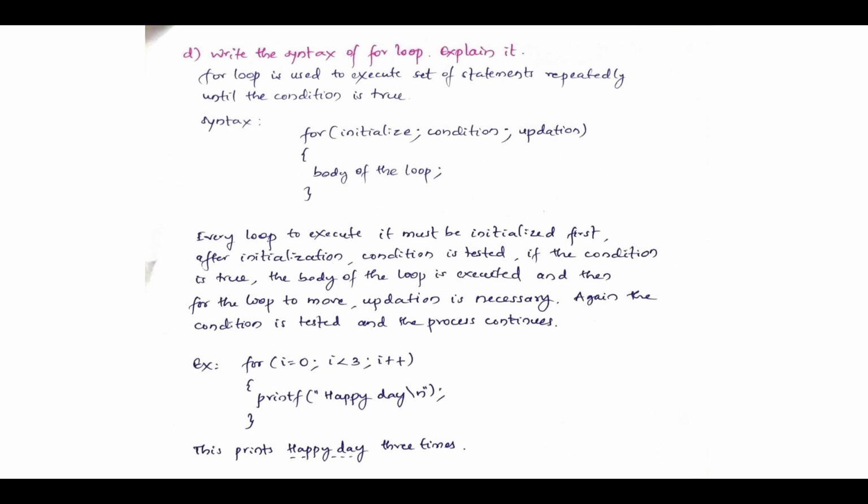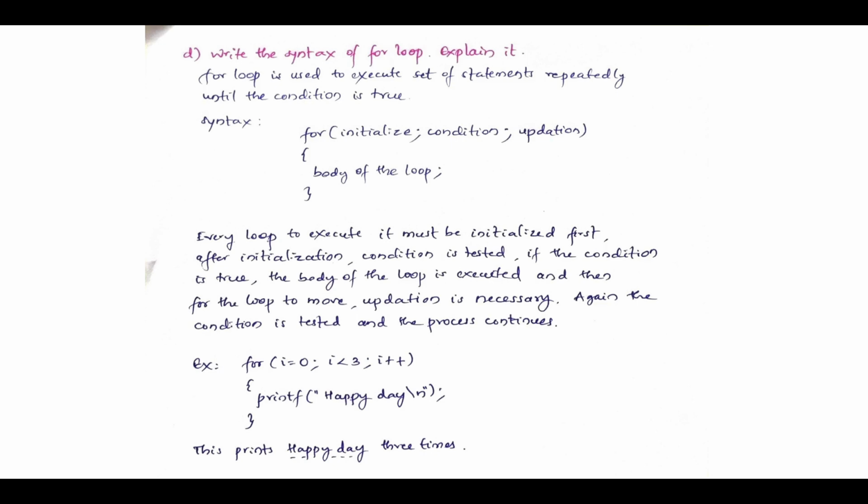Next question is write the syntax of for loop and explain it. For loop is one of the looping statements in C. There are two other loops, like while and do while. For loop is used to execute a set of statements repeatedly until the condition is true. Inside for, we are going to initialize and write the condition and updation. And for loop has its body of the loop, meaning repetition.